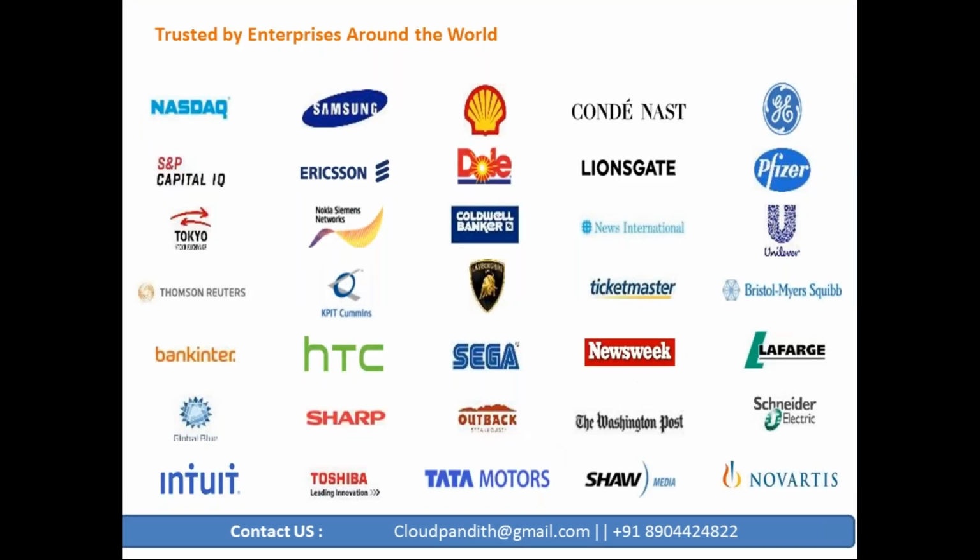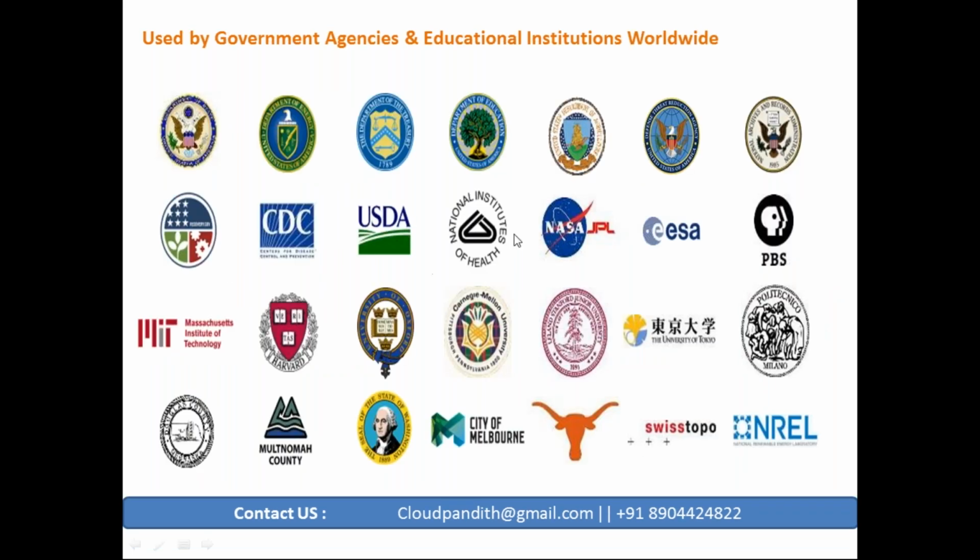These are some of the top worldwide organizations which are using AWS Cloud: NASDAQ, Samsung, all these you can see here, and government organizations like NASA and USDA are using it too, friends.